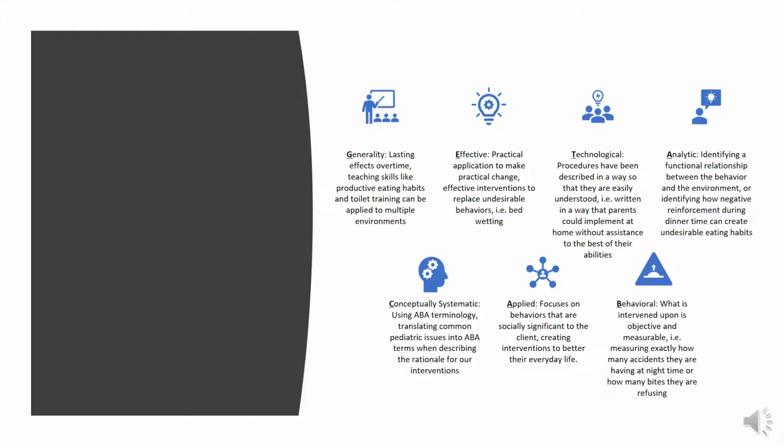How many bites of food are they refusing? How many accidents like at school are they having? Just having that specific number and looking at our baseline data to determine where to go from there, instead of just blindly picking an intervention and hoping that it works.